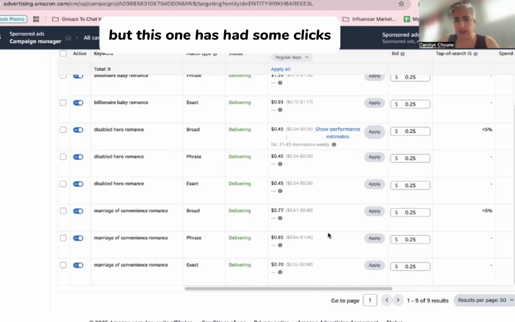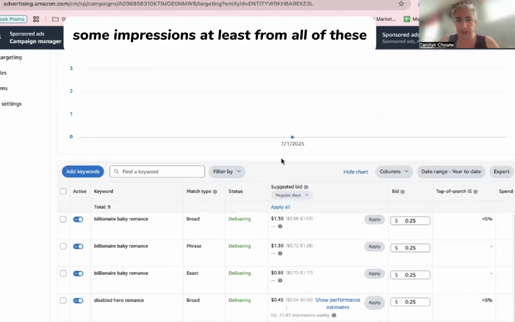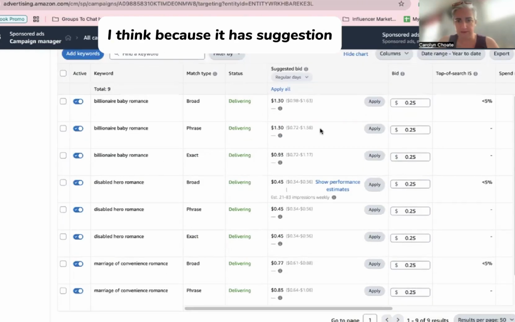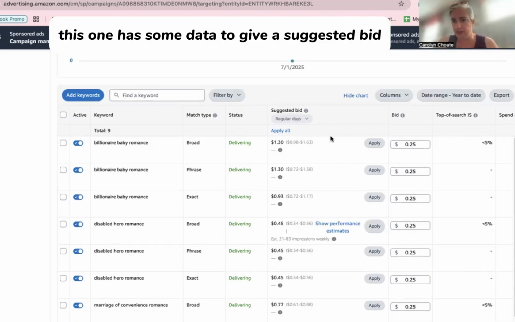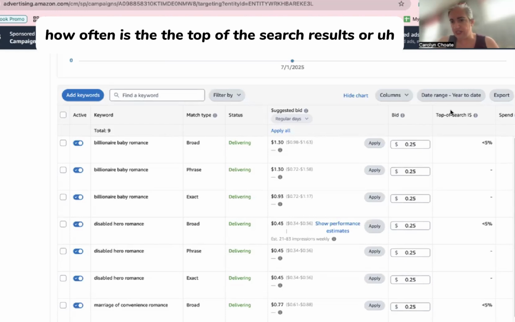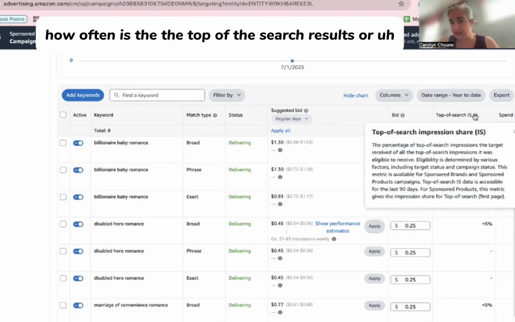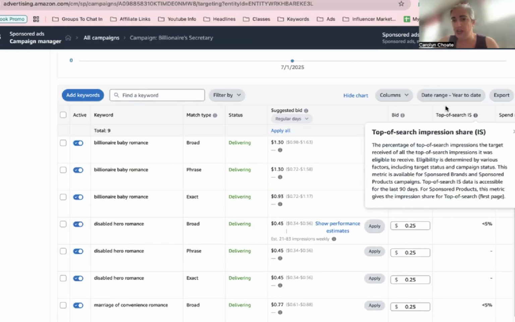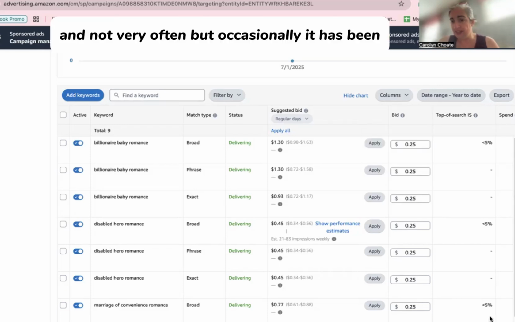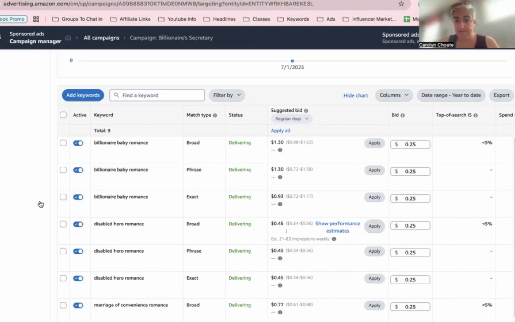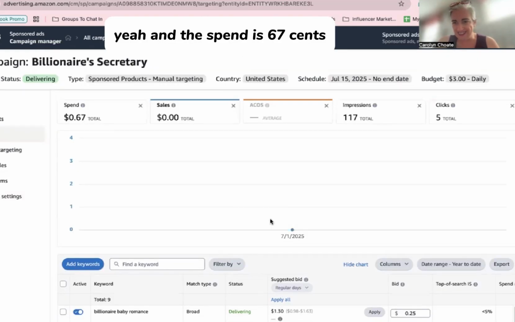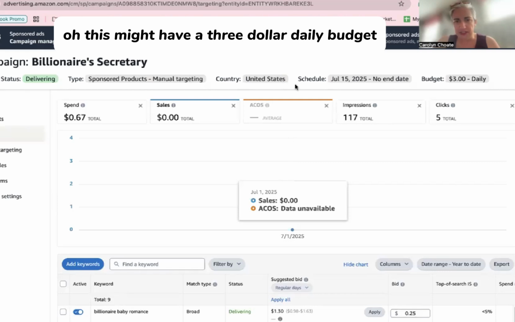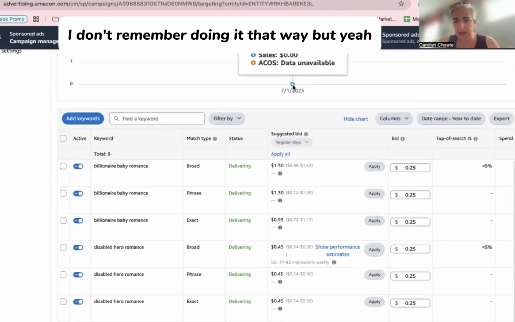But this one has had some clicks, some impressions at least from all of these, I think, because it has a suggestion. Unlike you saw the other one said, we have no data. This one has some data to give a suggested bid. So how often is it at the top of the search results or the top of search impression? Not very often, but occasionally it has been. And the spend is 67 cents. Oh, this one had a $3 daily budget. I don't remember doing it that way, but yeah.